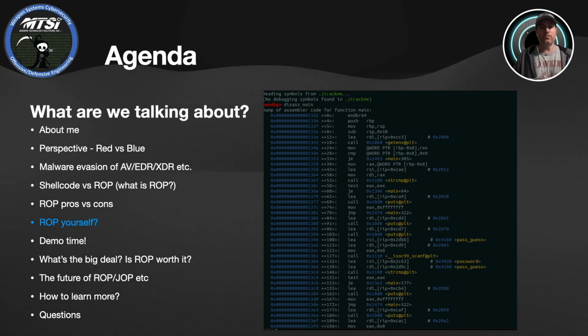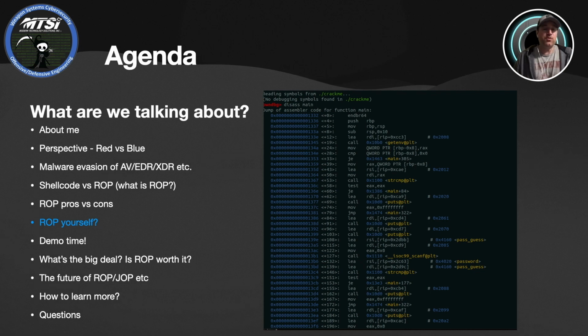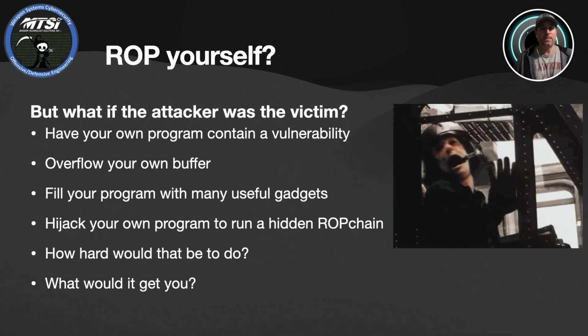Now, finally, what the whole talk is about. Up till this point, we've talked about perspectives. We've talked a little bit about malware evasion. We've talked a lot about shellcode and what ROP is and how it's different from shellcode. Let's talk about what happens if you ROP yourself. What do we mean by that?